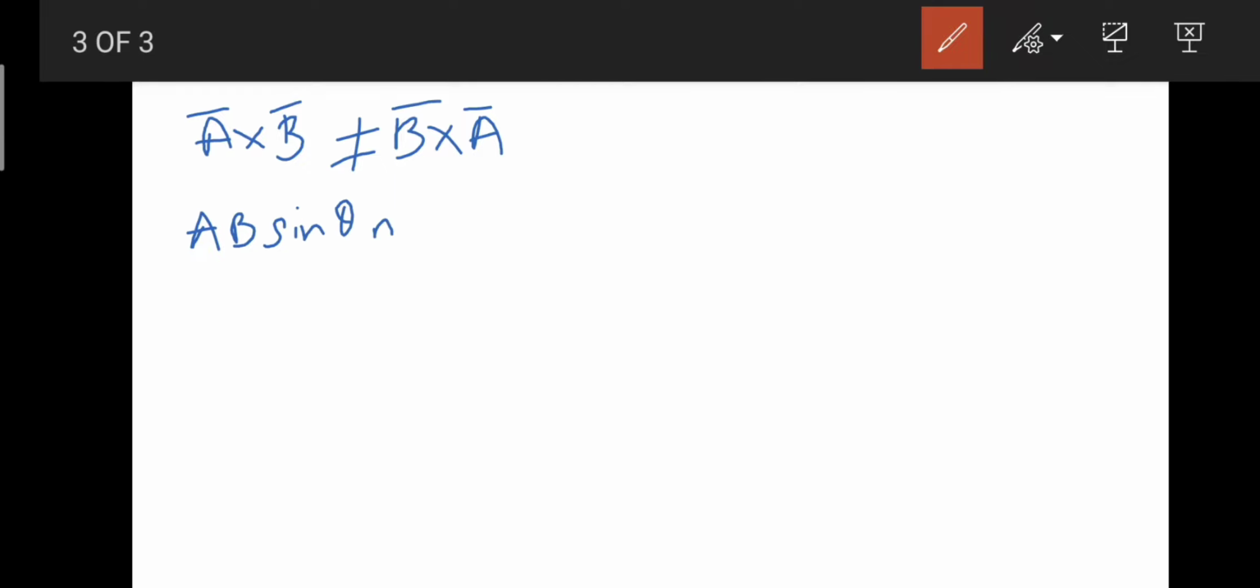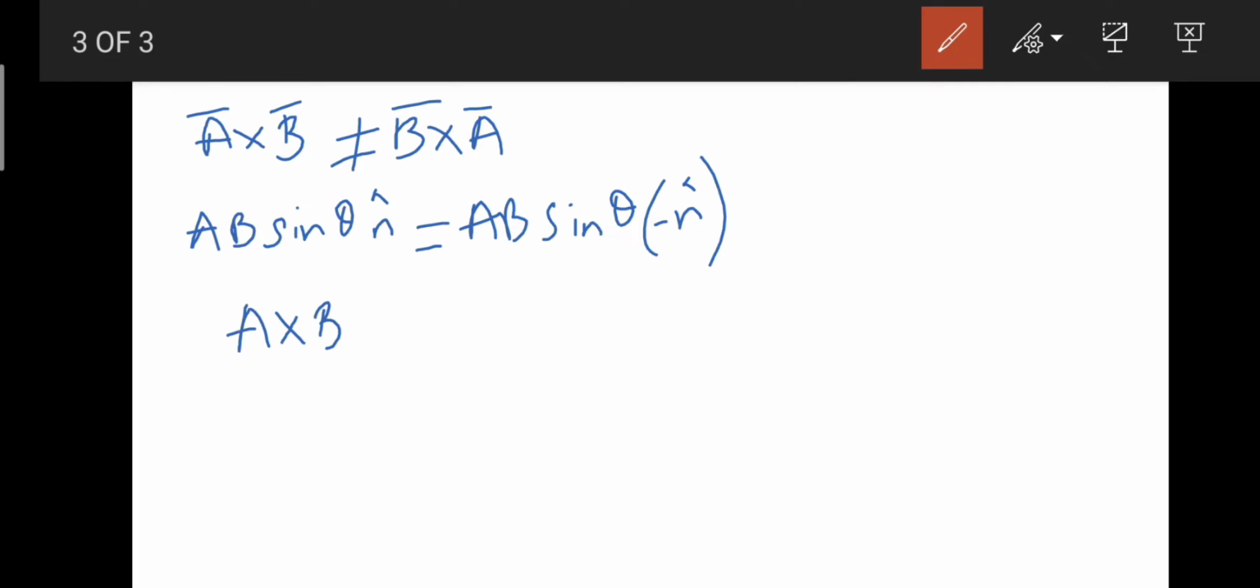Okay, so now coming towards the characteristics of a vector product. First characteristic is that we have observed that a cross b is not equal to b cross a. And how have we observed that? We have seen that a cross b was equal to ab sine theta n unit vector, and b cross a was ab sine theta minus n unit vector. So they cannot be equal, because there is a negative sign in this case, which indicates that the direction of both unit vectors are completely opposite to each other. That means the resultants are completely opposite to each other. So I can write it like this: a cross b is equal to minus of b cross a.